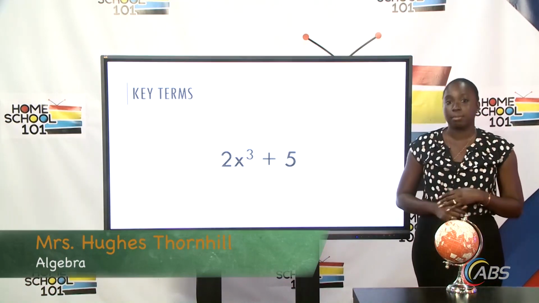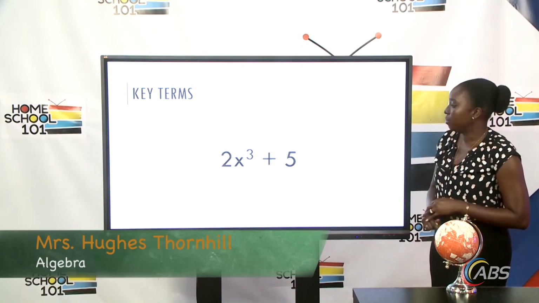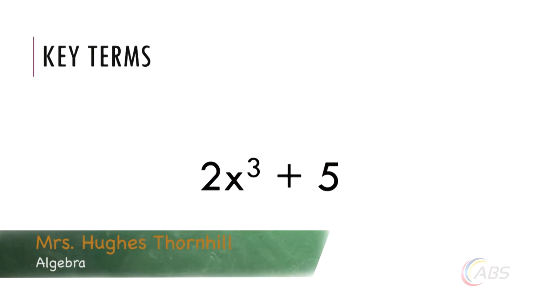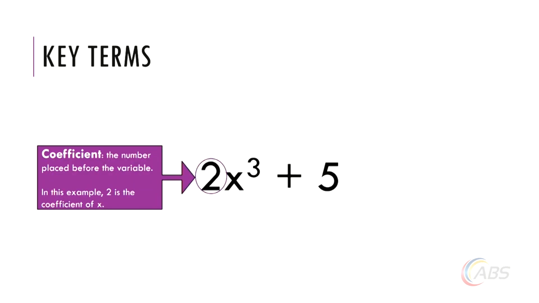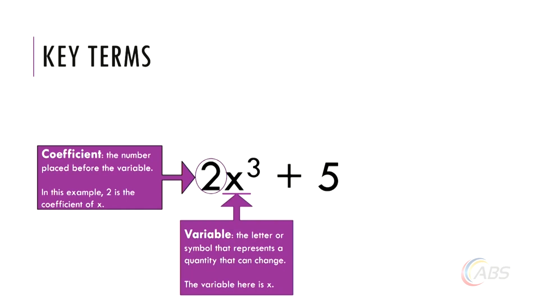So we're going to look at some key terms, and here you see an expression on the screen, 2x cubed plus 5. So that 2 is what we call the coefficient, and the coefficient is the number placed before the variable. And so in this example, 2 is the coefficient of x. The x is what we call the variable, and that is the letter or symbol that represents the quantity that can change. So the variable here is x.